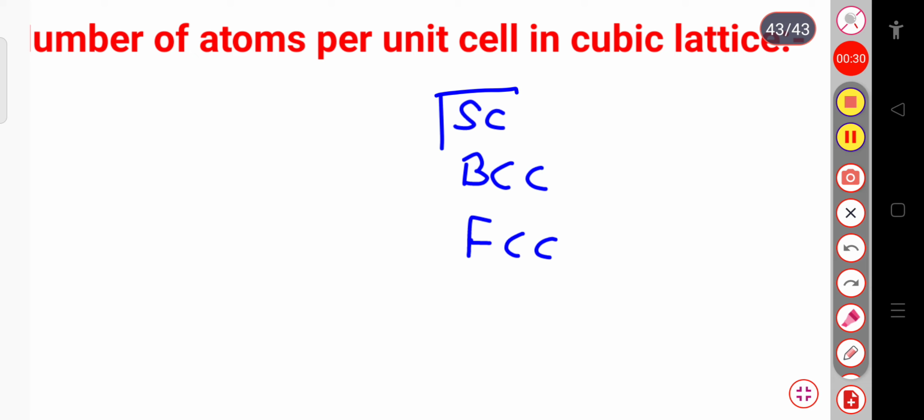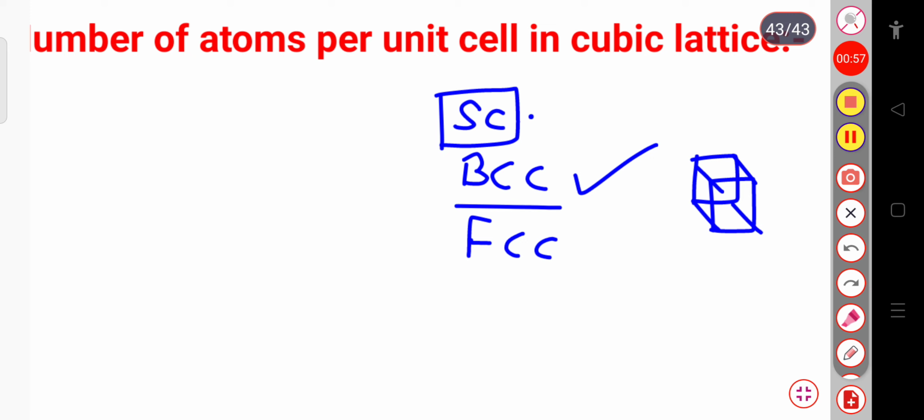First of all, we will see the number of atoms per unit cell in the simple cubic structure. In the case of simple cubic structure, only the corner atoms are present. In the case of the body centered cubic structure, suppose here is a cubic structure, the unit cell of a cube. The atoms are present at the corners as well as the center of the cube, that is, an atom is also present at the center part of this cube.